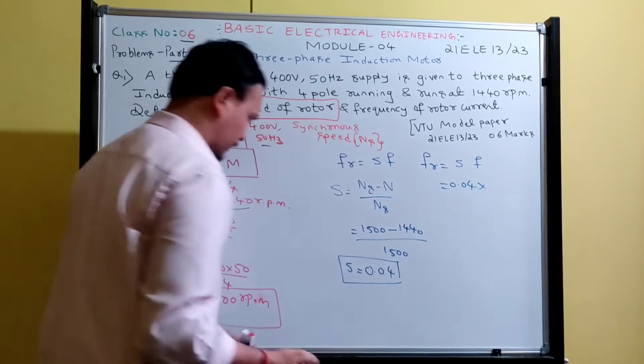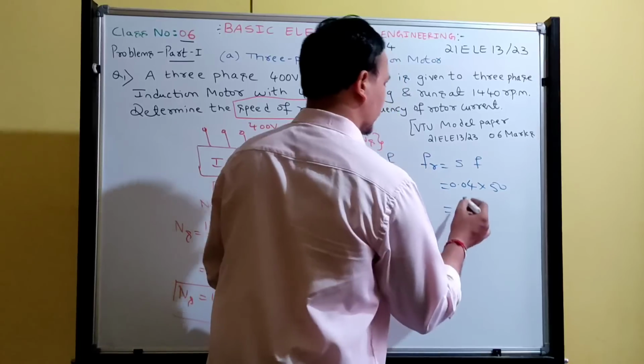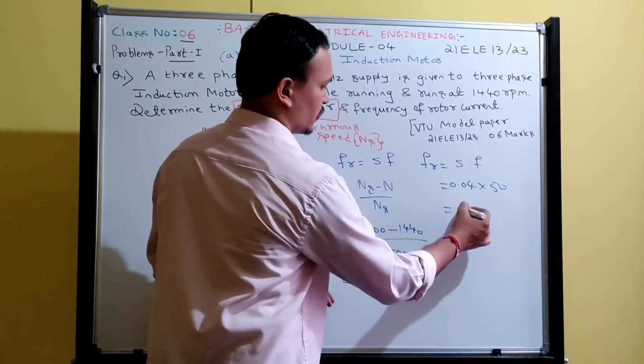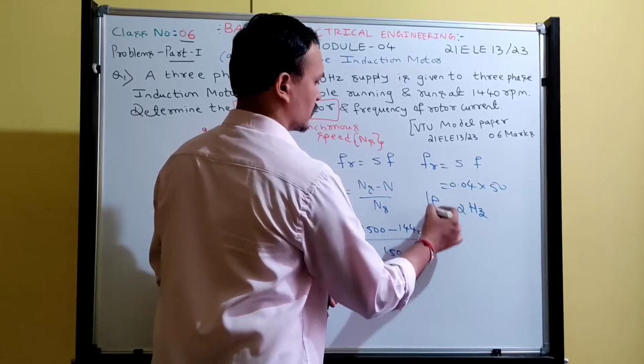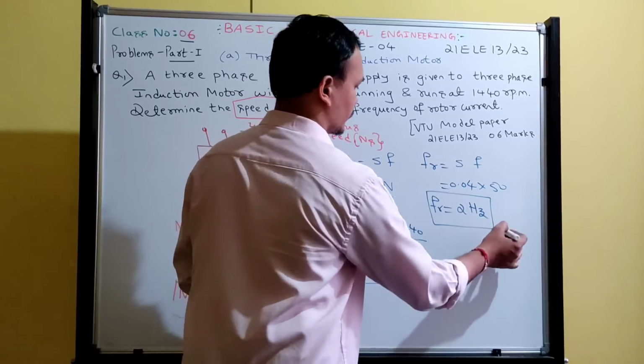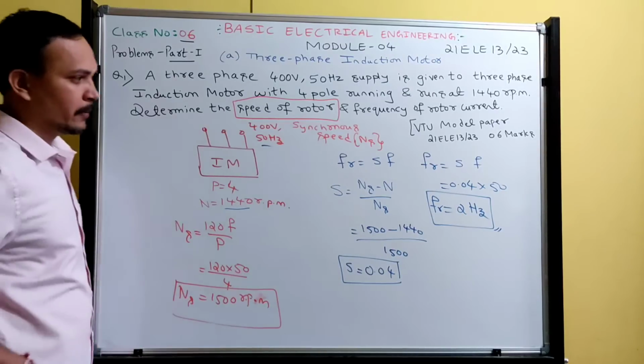0.04. What is the value of supply frequency? 50. So multiply this, 5 4s are 20, you will get 2 Hertz. Okay. So rotor frequency is 2 Hertz. Got it? So this question was asked in a VTU model paper.